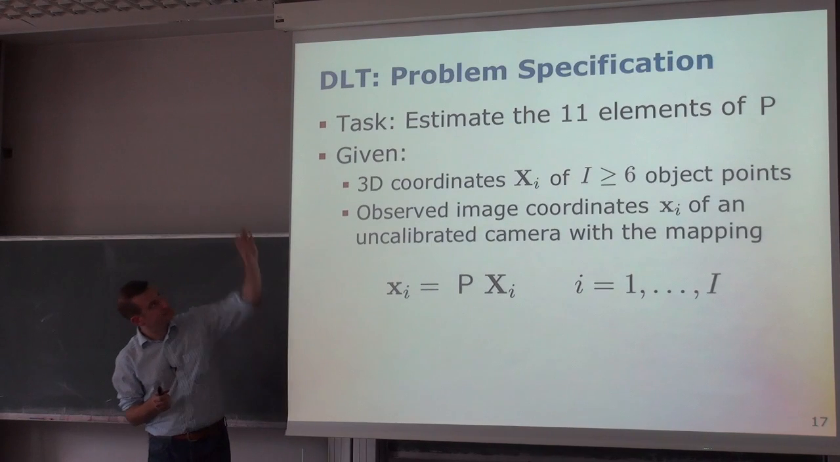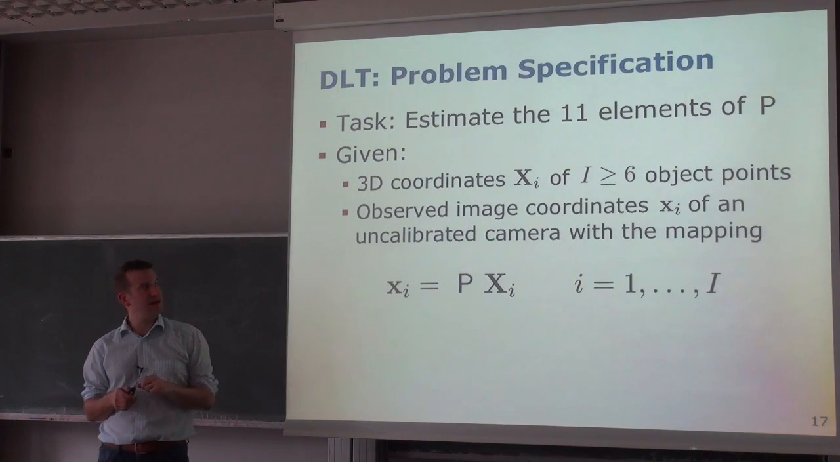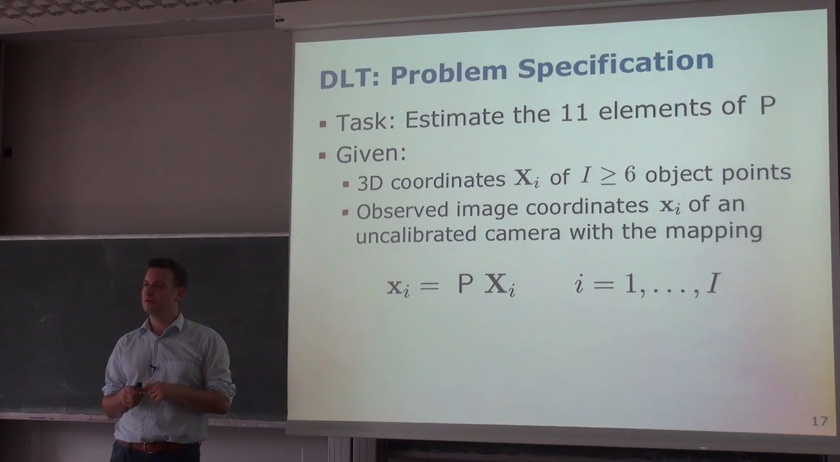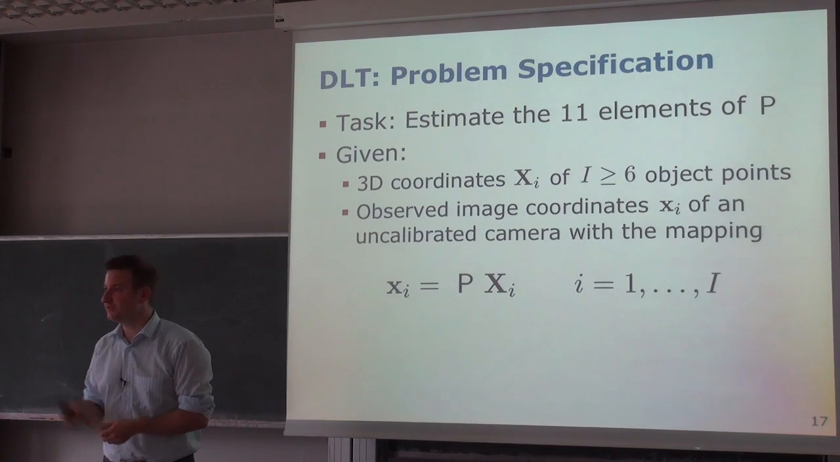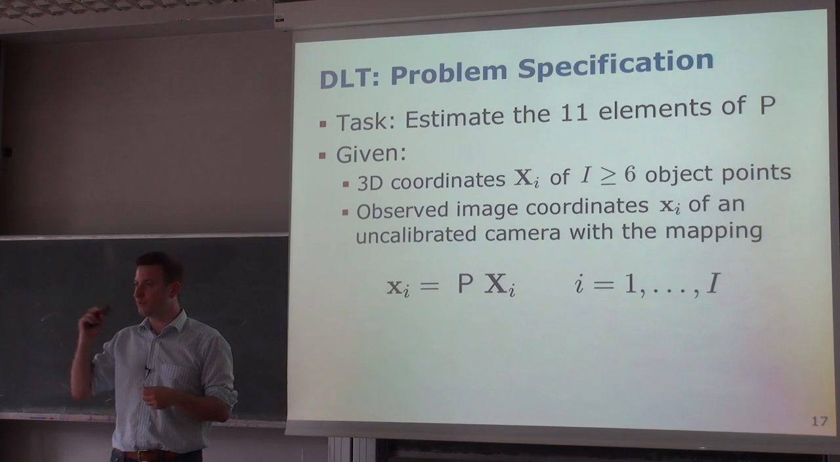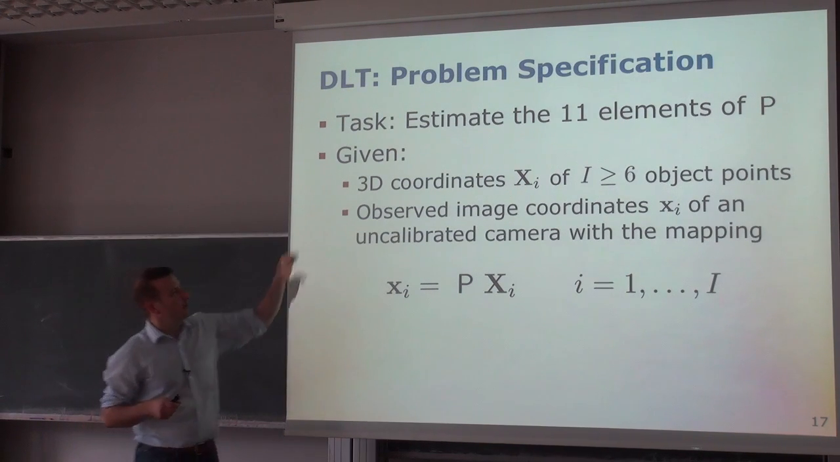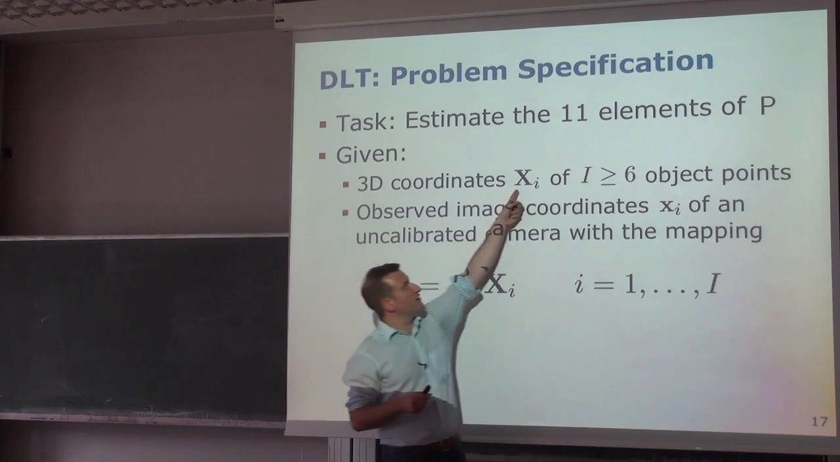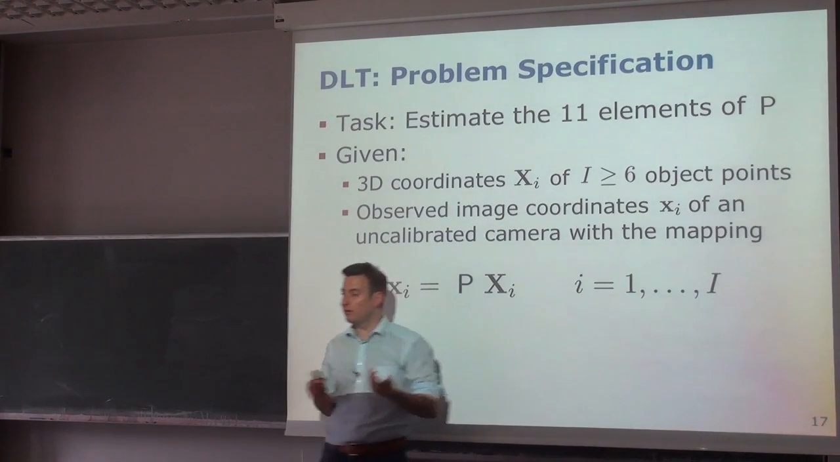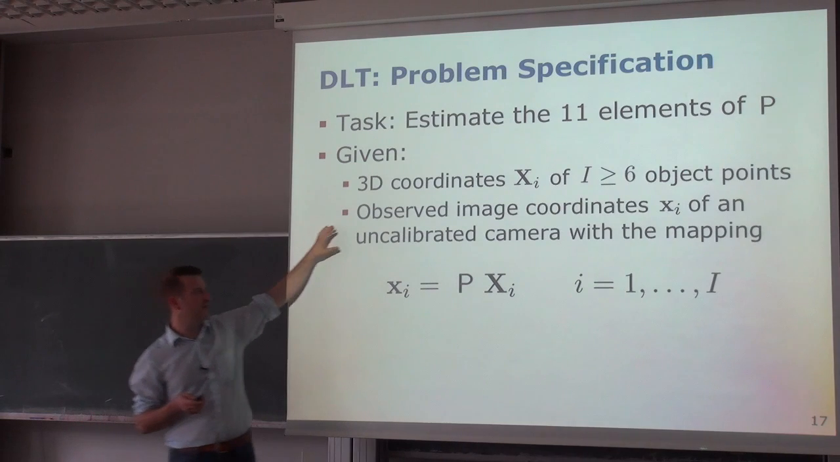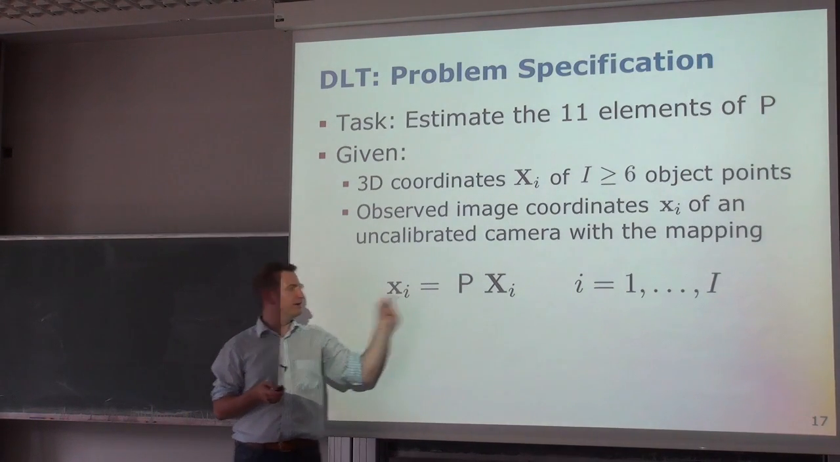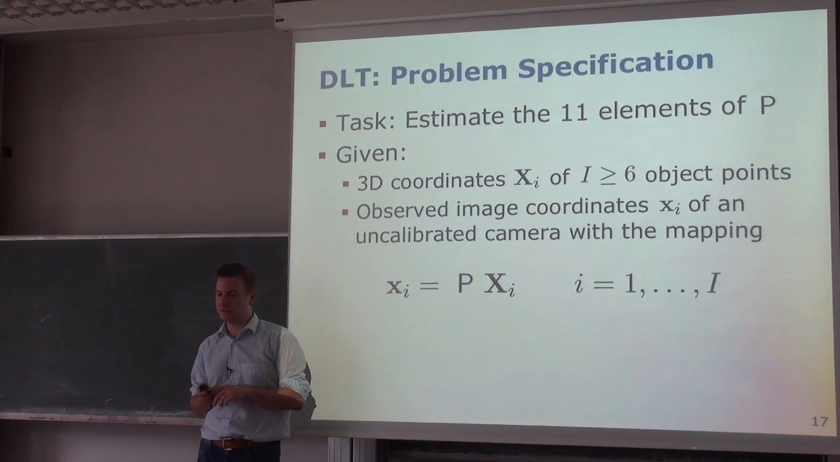Okay, again, estimate the 11 elements of P. So P has only 11 degrees of freedom because it's homogeneous, so 1 is for the normalization, although there are 12 elements. Well, we have the 3D location x with index i of at least 6 points, and we have the observations where this point is actually mapped to in our image.